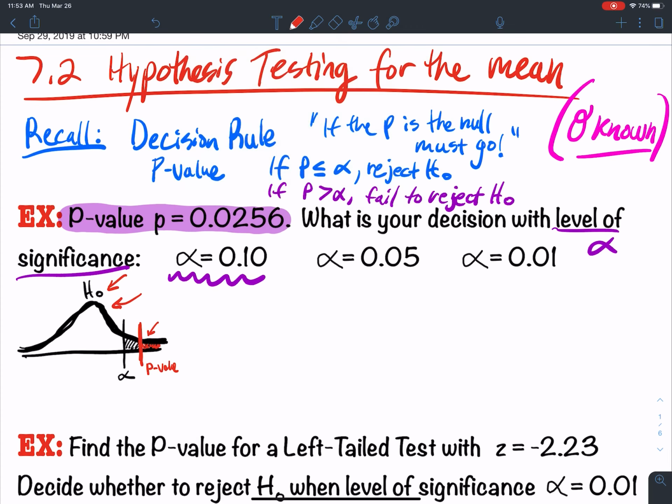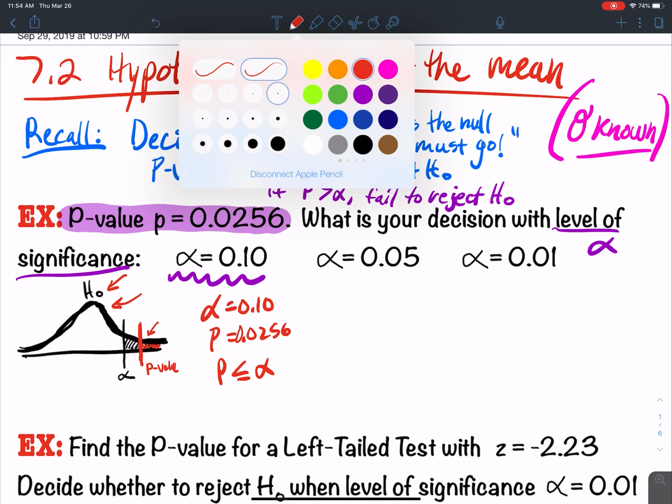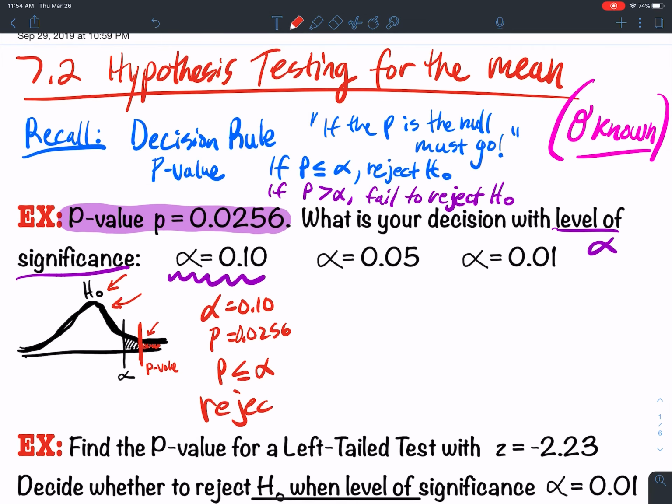So for this first one, I had an alpha of 0.10 and a p-value of 0.0256. It looks like the p is less than or equal to alpha. 2.5% is smaller than 10%. So what do we do? My decision: reject the H0. The next one, if alpha is 0.05 and p is still 0.0256, guess what? P is still lower than alpha.